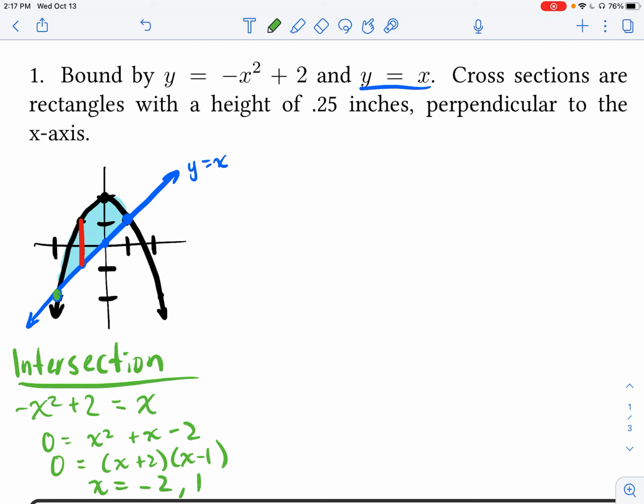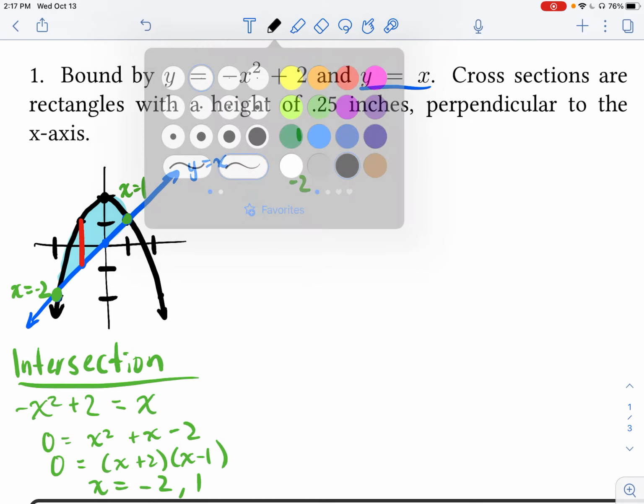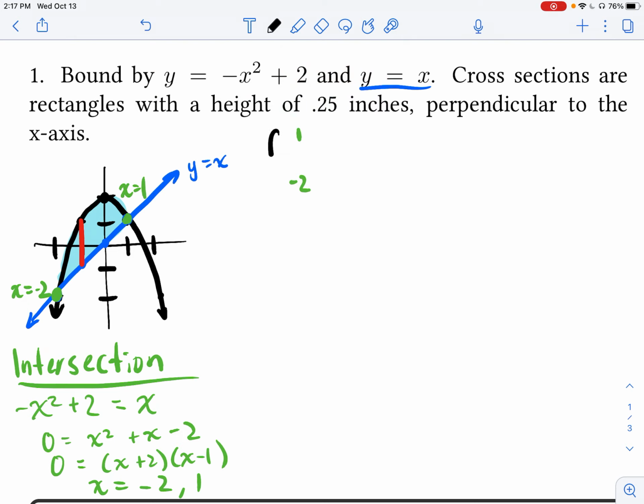Okay? So this is x is equal to negative 2, and this is x is equal to positive 1. So that's where our functions intersect. These are going to be the bounds of our integration. So from negative 2 to positive 1. Okay, so I can say that here. This is our integral from negative 2 to positive 1.